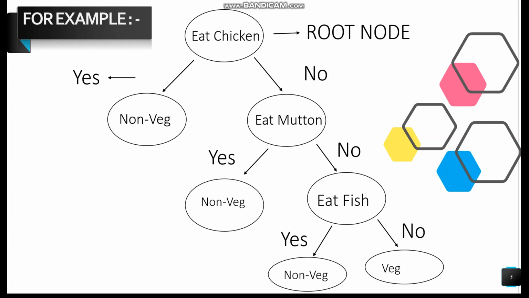Let me show you the working of the decision tree. As we pass down the decision tree, our first variable is eat chicken. If the guest eats chicken, then the guest is a non-vegetarian, and if not, our next variable is eat mutton. If the guest eats mutton, then the guest is a non-vegetarian. Otherwise, our next variable is eat fish. If the guest eats fish, then the guest is a non-vegetarian. If not, the guest is a vegetarian. This is how a decision tree works. It's a simple and effective algorithm in machine learning.